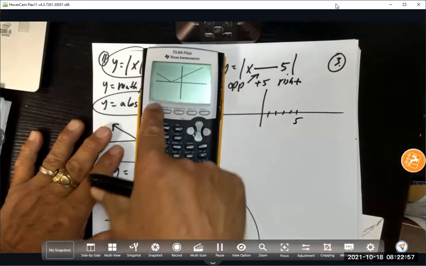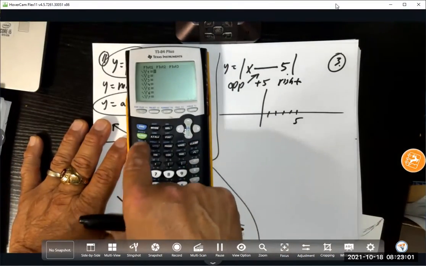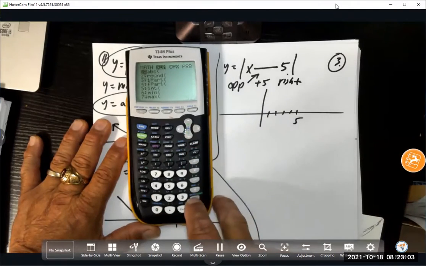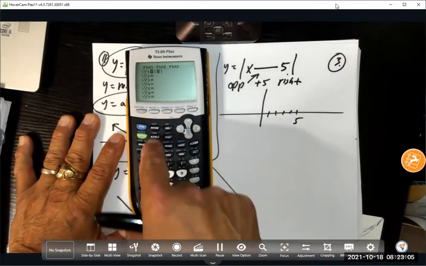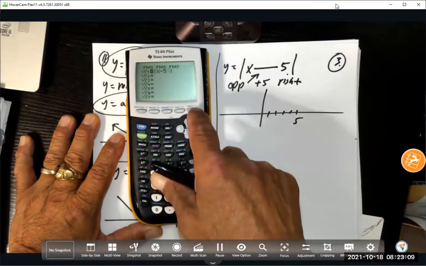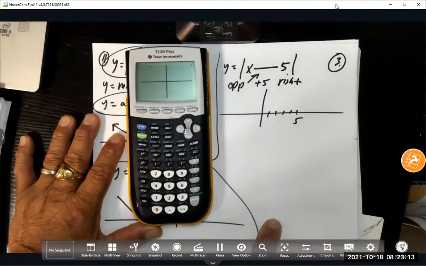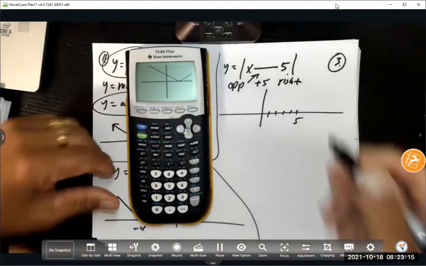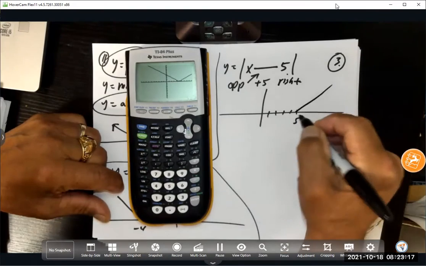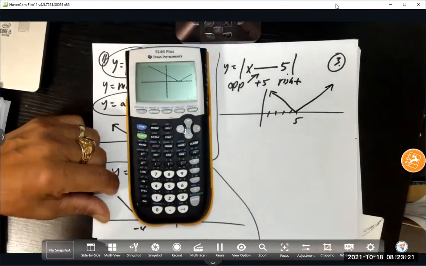Ready? Do it in the machine. If you can do it in the machine, that's what you do. You're going to go math, number, abs. You're going to put in x, big minus sign 5. Get out of there. Okay, so I hit graph. And it's over there somewhere. This one. Like that. Is everybody okay with this step right here?